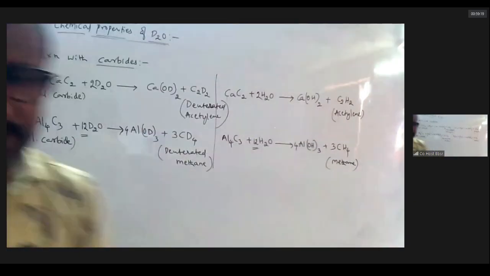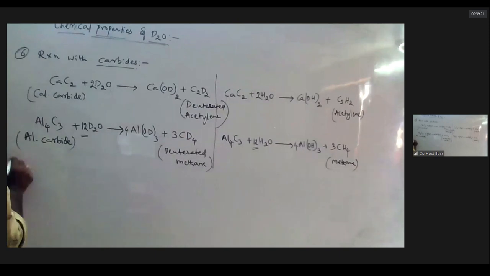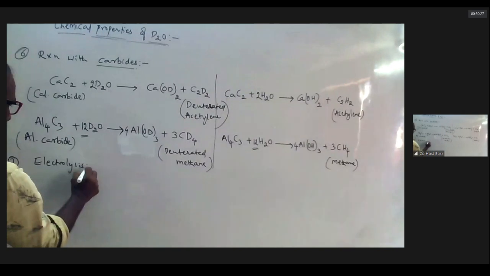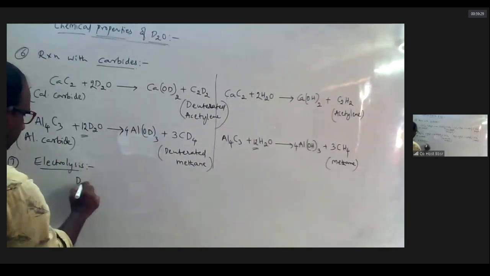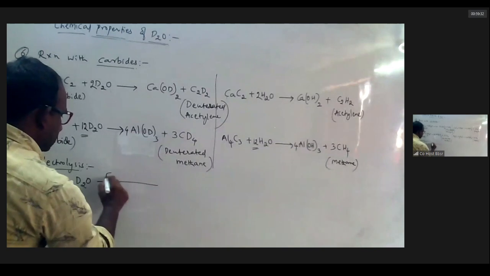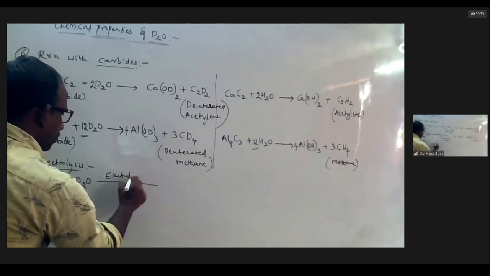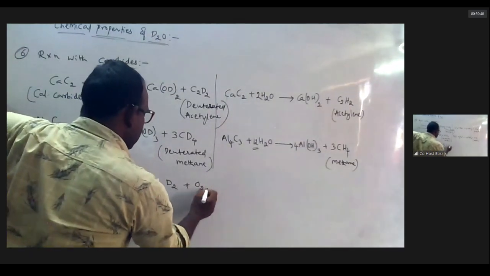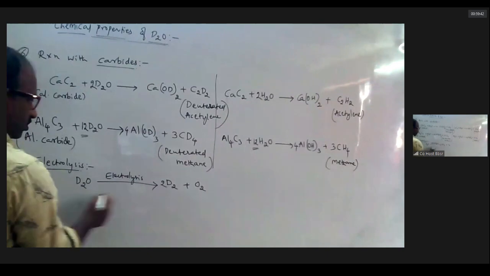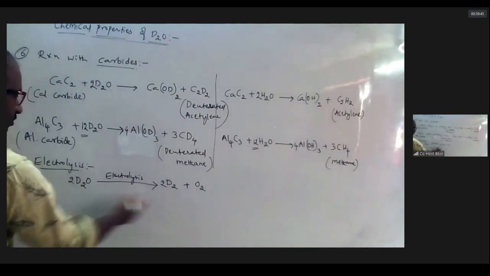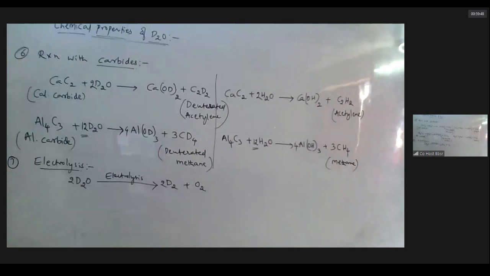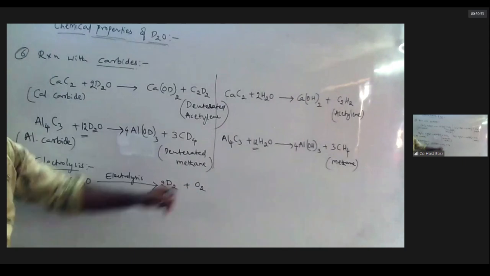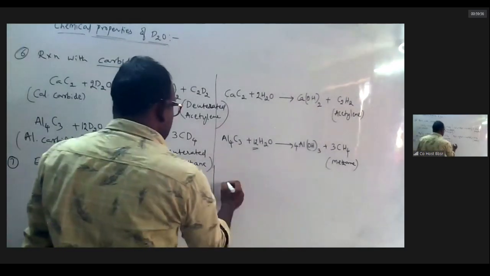Next, the last one here, the 7th one, electrolysis. Right? D2O undergoing electrolysis produces deuterium plus oxygen. Two deuterium, two oxygen means take 2, and it will balance. In electrolysis, deuterium oxide on electrolysis gives deuterium plus oxygen.